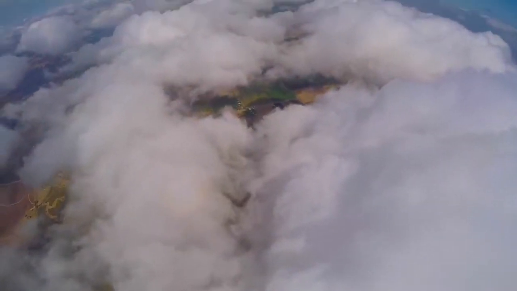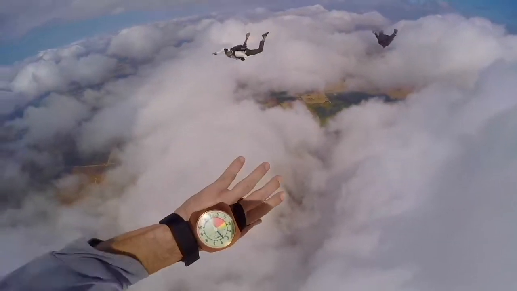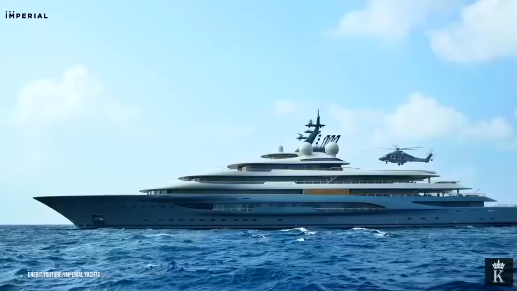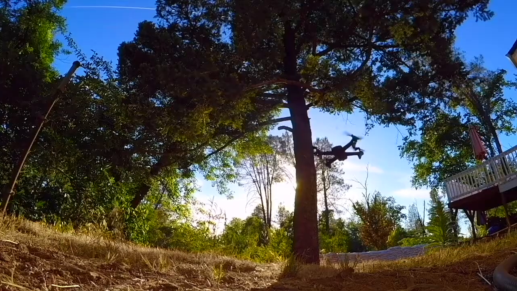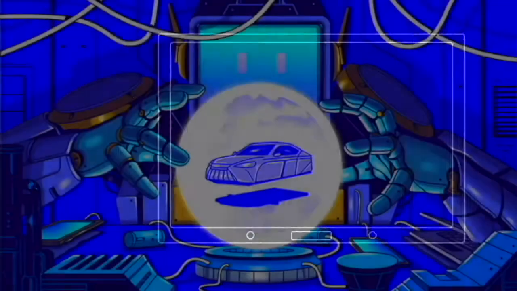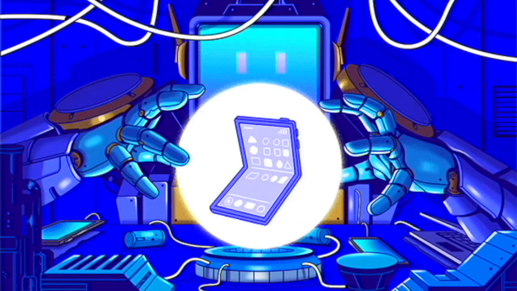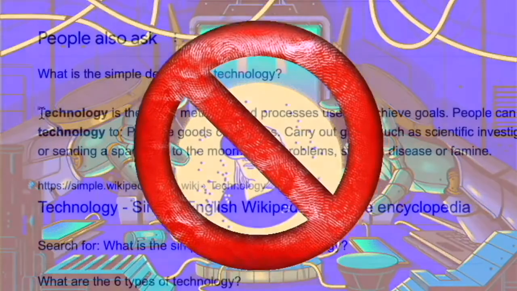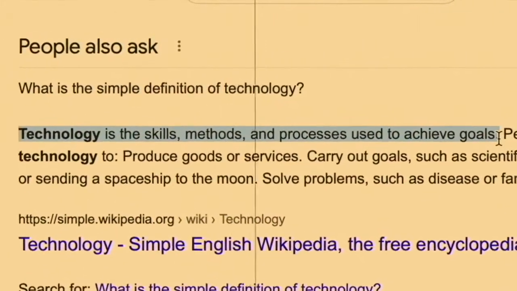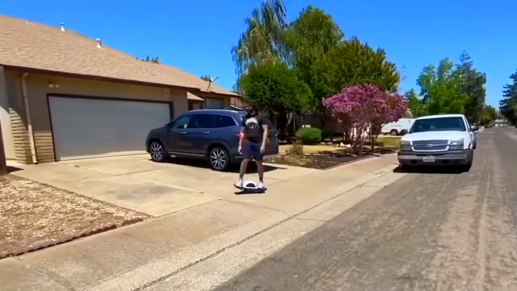Ladies and gentlemen, we find ourselves in a very interesting time to be alive. Self-landing rockets, facial recognition, Wi-Fi, Jeff Bezos' fancy new yacht. Technology surrounds us, but people often mistake the word technology to refer solely to electronics or super high-tech wireless devices. That's wrong. Technology refers to the skills, methods, and processes used to achieve goals. That's it.